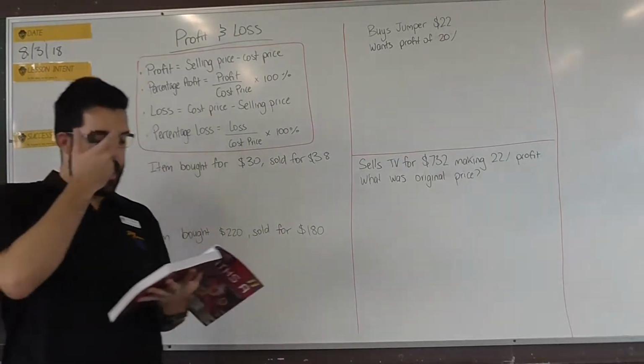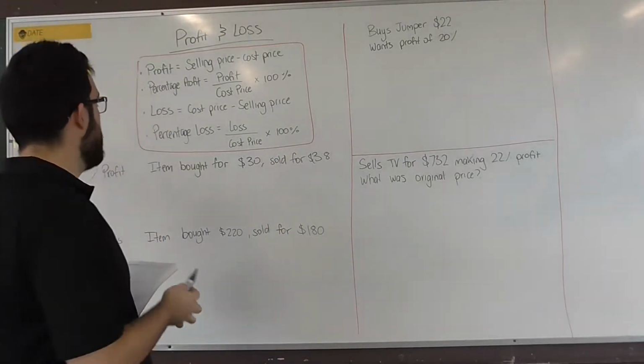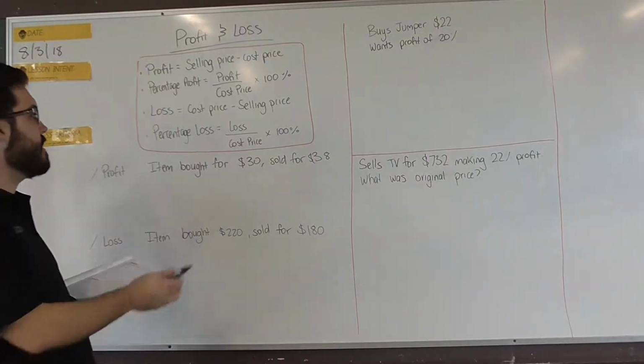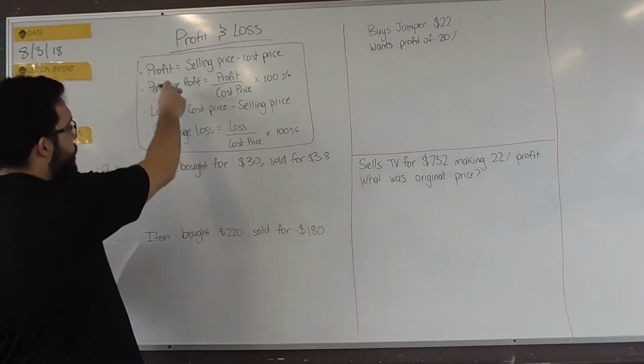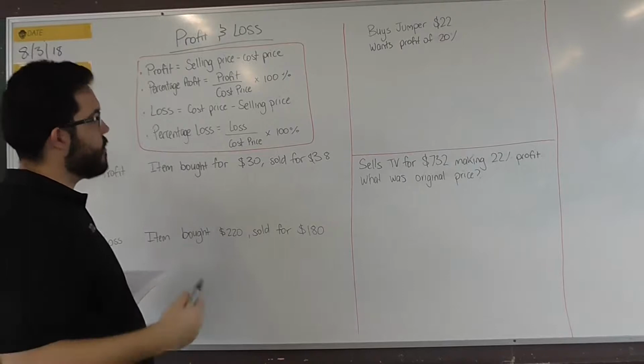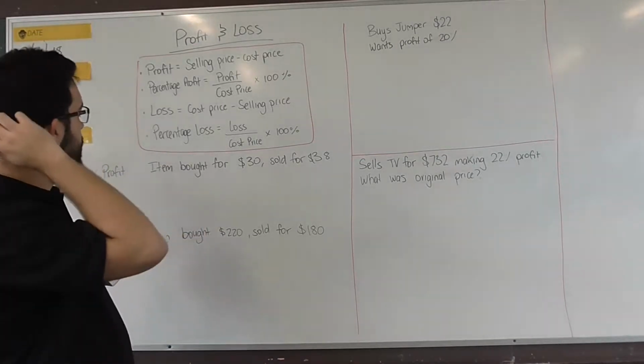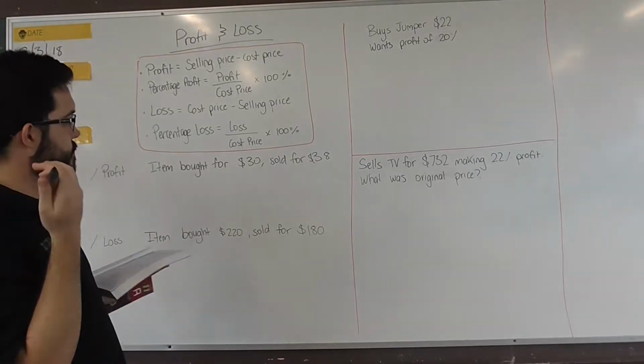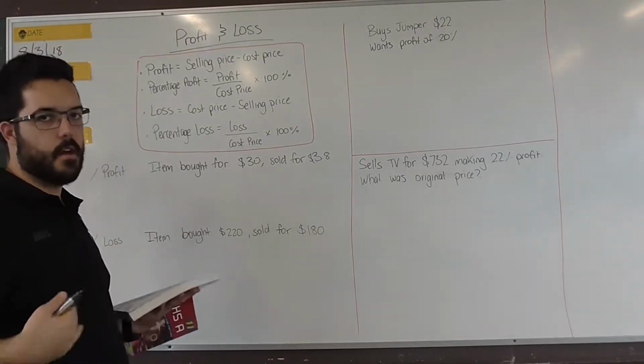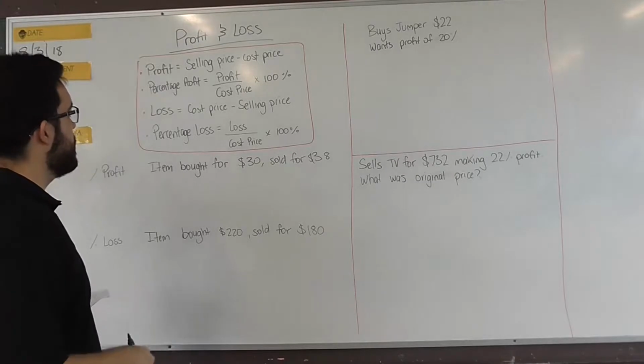Okay, so now we're going to look at profit and loss. If we look at our key formulas for this, a profit of something is equal to the selling price minus the cost price, so what you sold it for and what you paid for it. Percentage profit is equal to profit divided by the cost price times 100 to find out percentage.